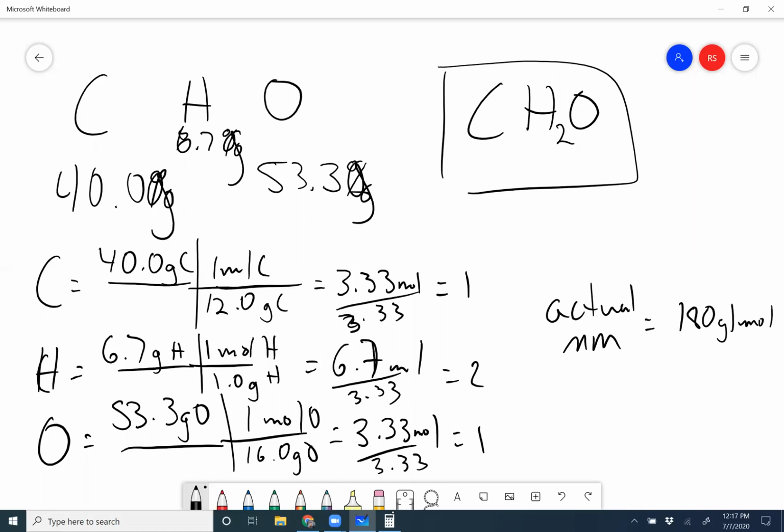But this thing's molar mass would be 12, 1 times 2, and oxygen is 16. This thing's molar mass would be what? Can't think right now. 30.